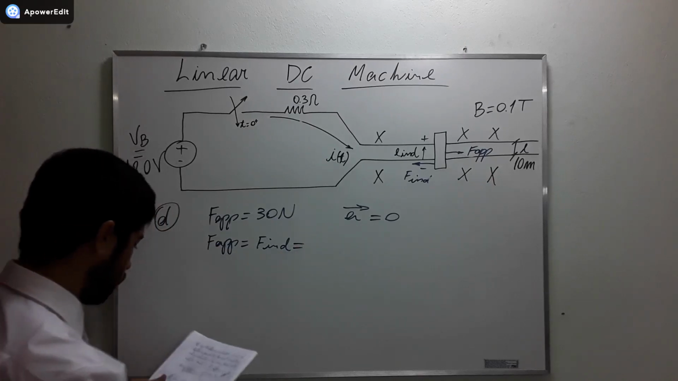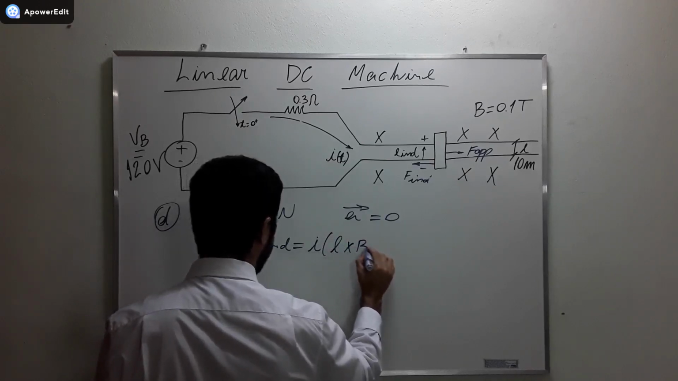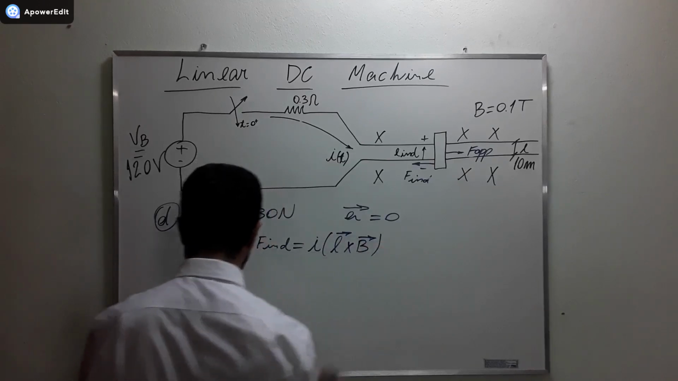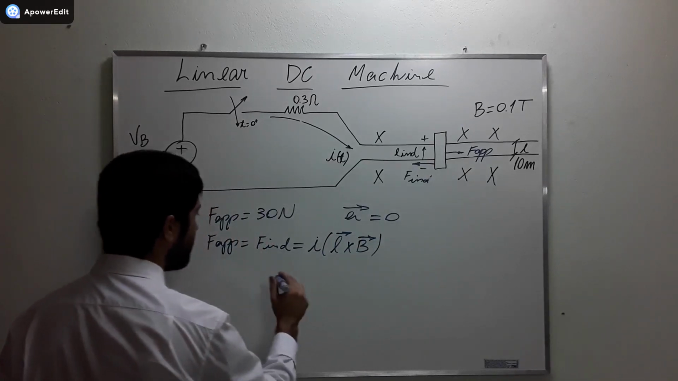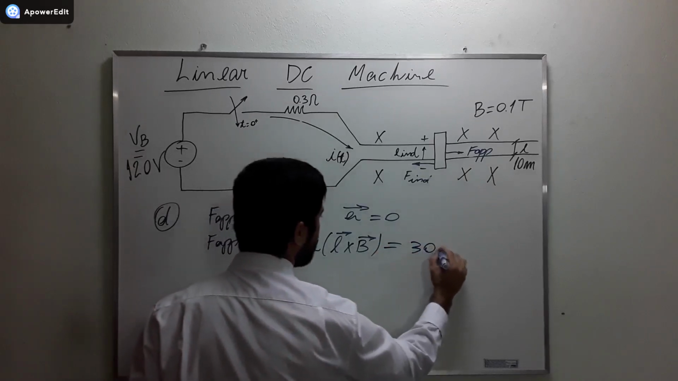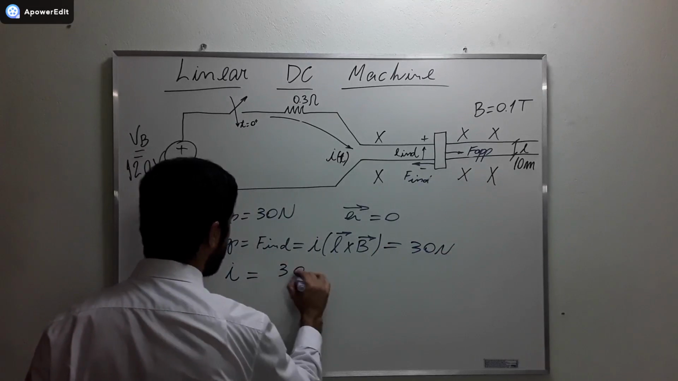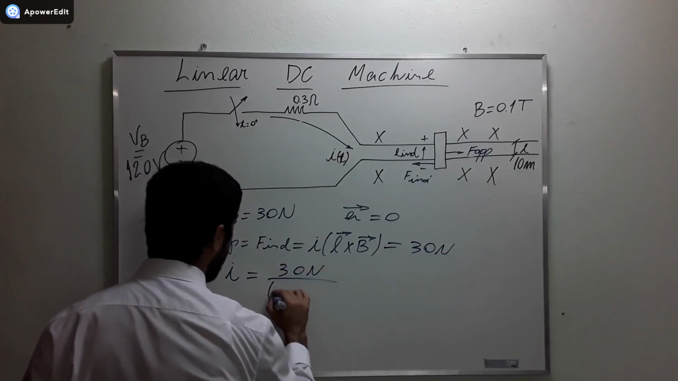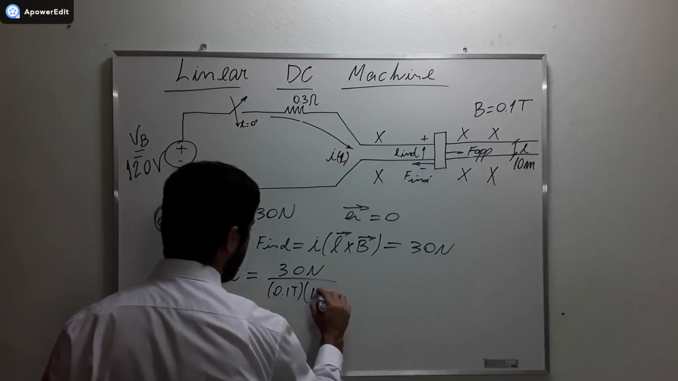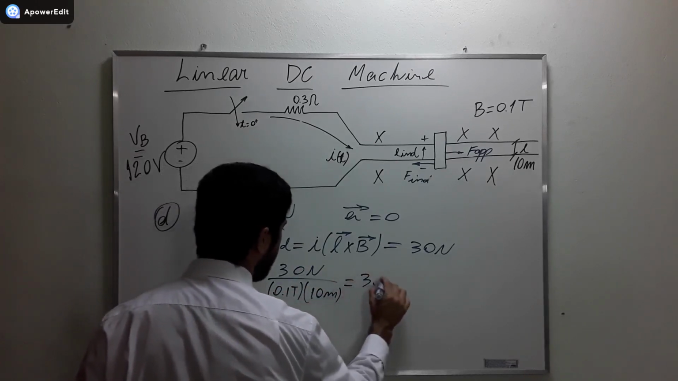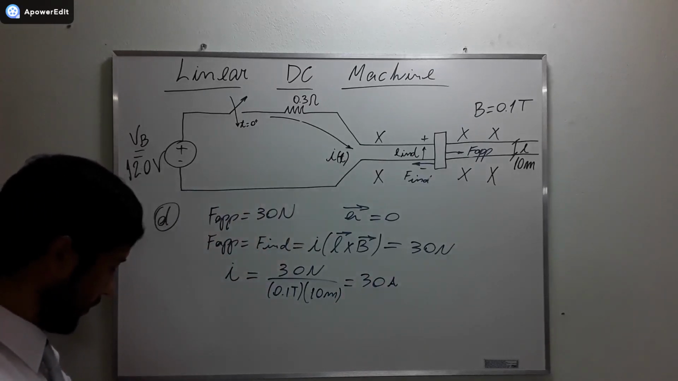And when the steady state happens, we're going to use this expression here, L vector B. We find that the current, this is equal to 30 newtons. The current for the steady state is going to be equal to 30 newtons divided by 0.1 Tesla and 10 meters, and this is 30 amperes. The current is 30 amperes.